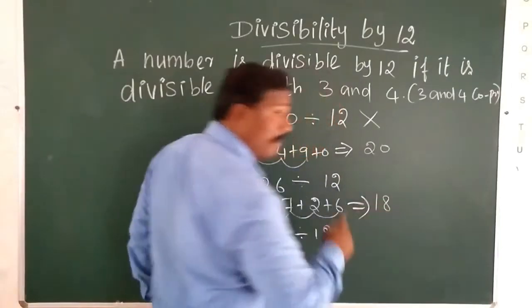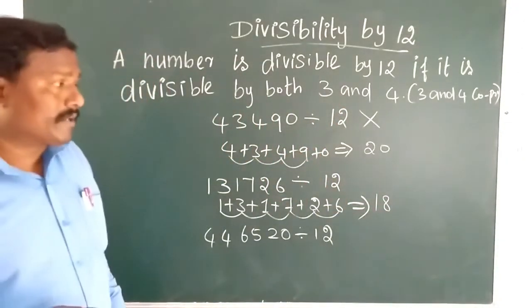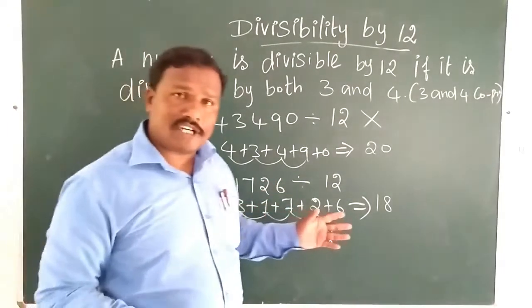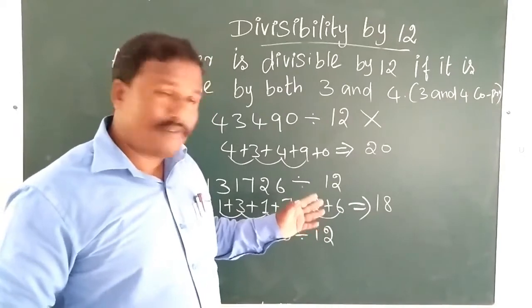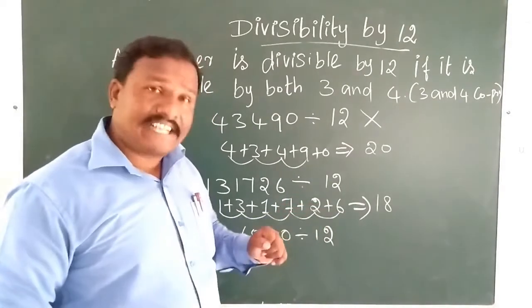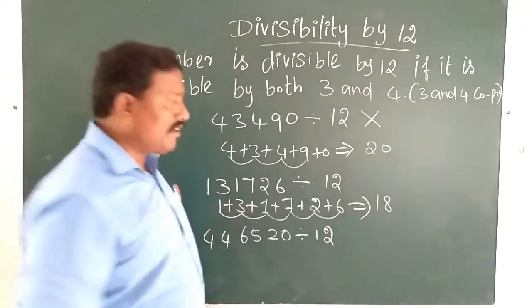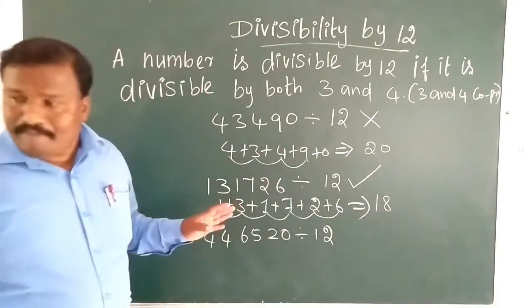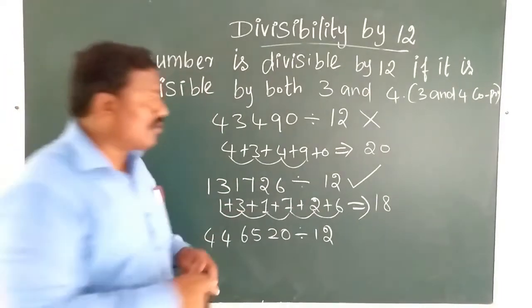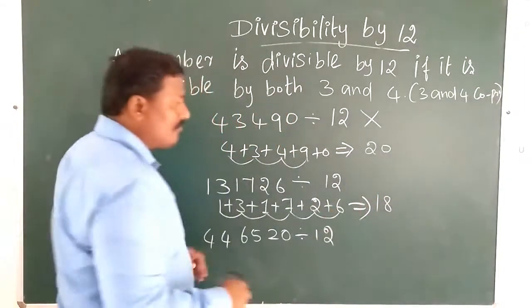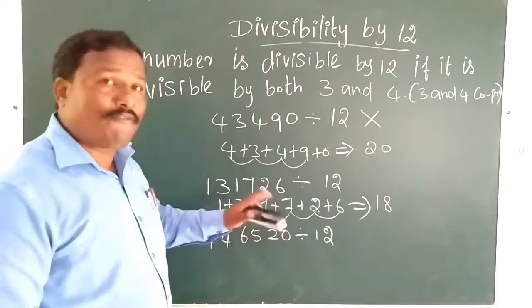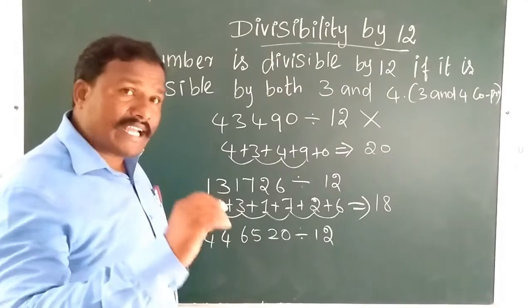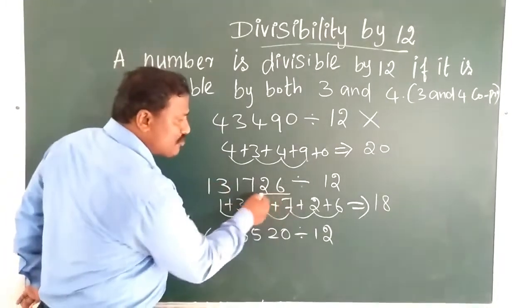So 18 is a multiple of 3, because 1 3 is 3, 2 3s are 6, 3 3s are 9, 4 3s are 12, 5 3s are 15, 6 3s are 18. So 18 is a multiple of 3. So sorry, we can't say it is divisible by 12 yet because we want to check 4, no? So we want to check the divisibility of 4. So what is the rule of 4? Last two digits we have to take and divide by 4. So what are the last two digits?